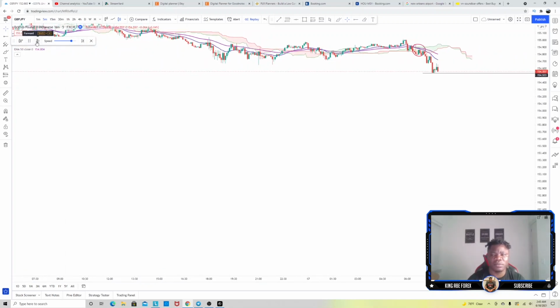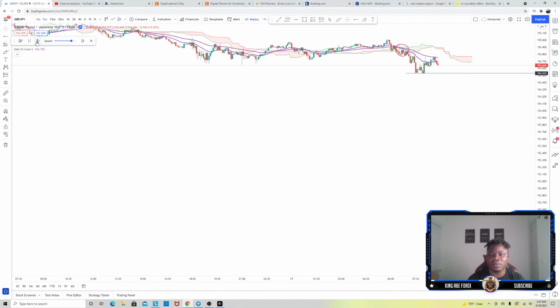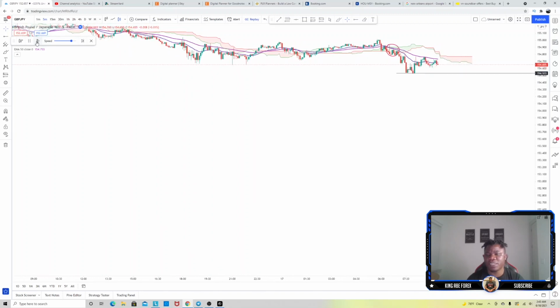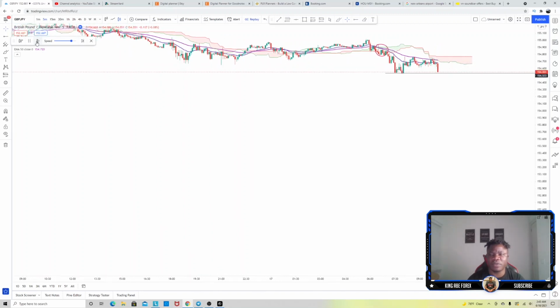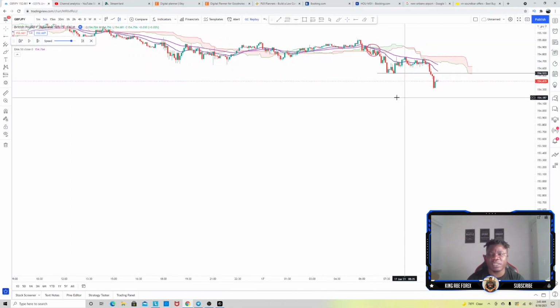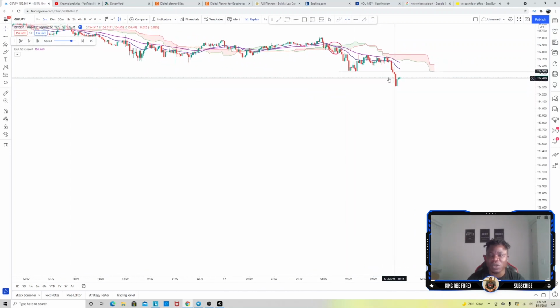Now we got our pullback right there. Now what we're waiting for is for our entry. Your entry would have been right over here at this bearish candle, because now price is actually below our previous low. We have the pullback, and now price is below our previous low. So you have your entry.